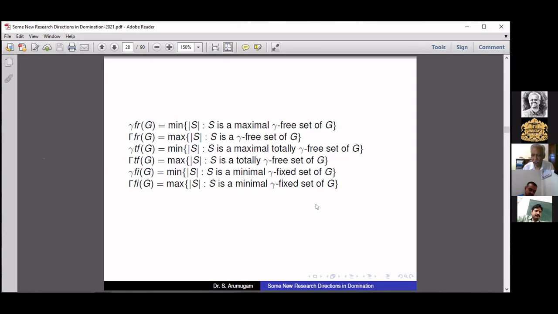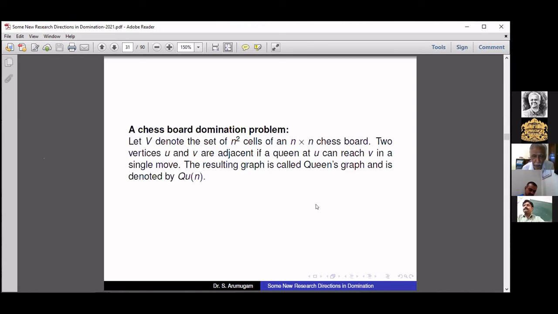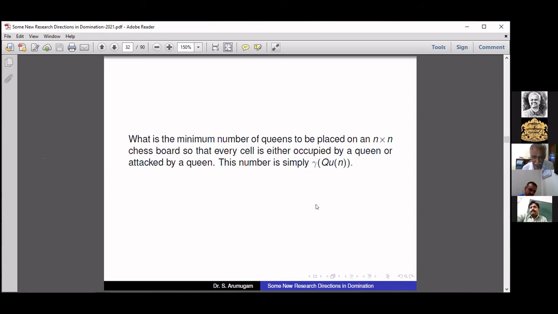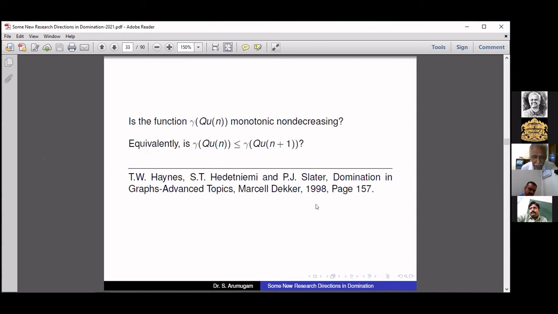So we don't know to what extent that's going to help us with the monotonicity, because this is for non-attacking. This is for any. That is for non-attacking. So this is a simple problem. Yes, a simple looking problem.